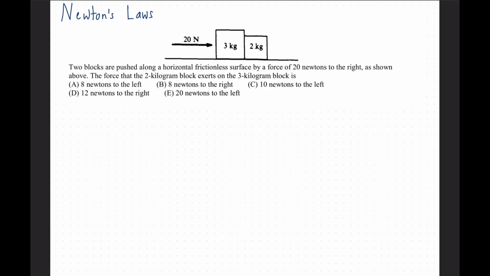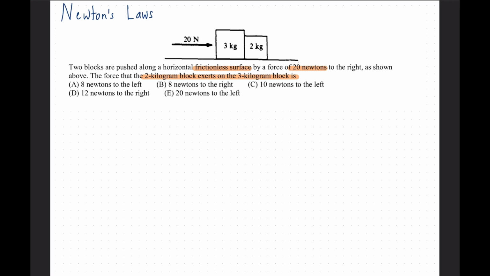In this video, we are going to solve some problems on Newton's laws. So we have got two blocks which are being pushed along a horizontal frictionless surface by a force of 20 Newton to the right as shown in the diagram. The force that the 2 kilogram block exerts on the 3 kilogram block is, and then they have given us some choices. So we want to find what's the force which the 2 kg applies on the 3 kg block.